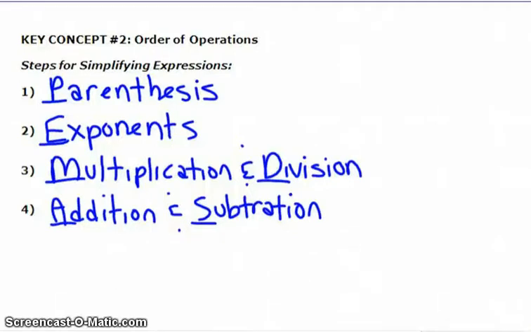When we're simplifying an expression, we always have to use order of operations. And order of operations tells us what steps to take. Our first step, we should always take care of any parentheses first. That means these, or brackets you might see. Anything that's inside that parentheses you have to take care of first. The next step is to take care of any exponents, and we just learned how to take care of exponents. The next step is doing multiplication and division.